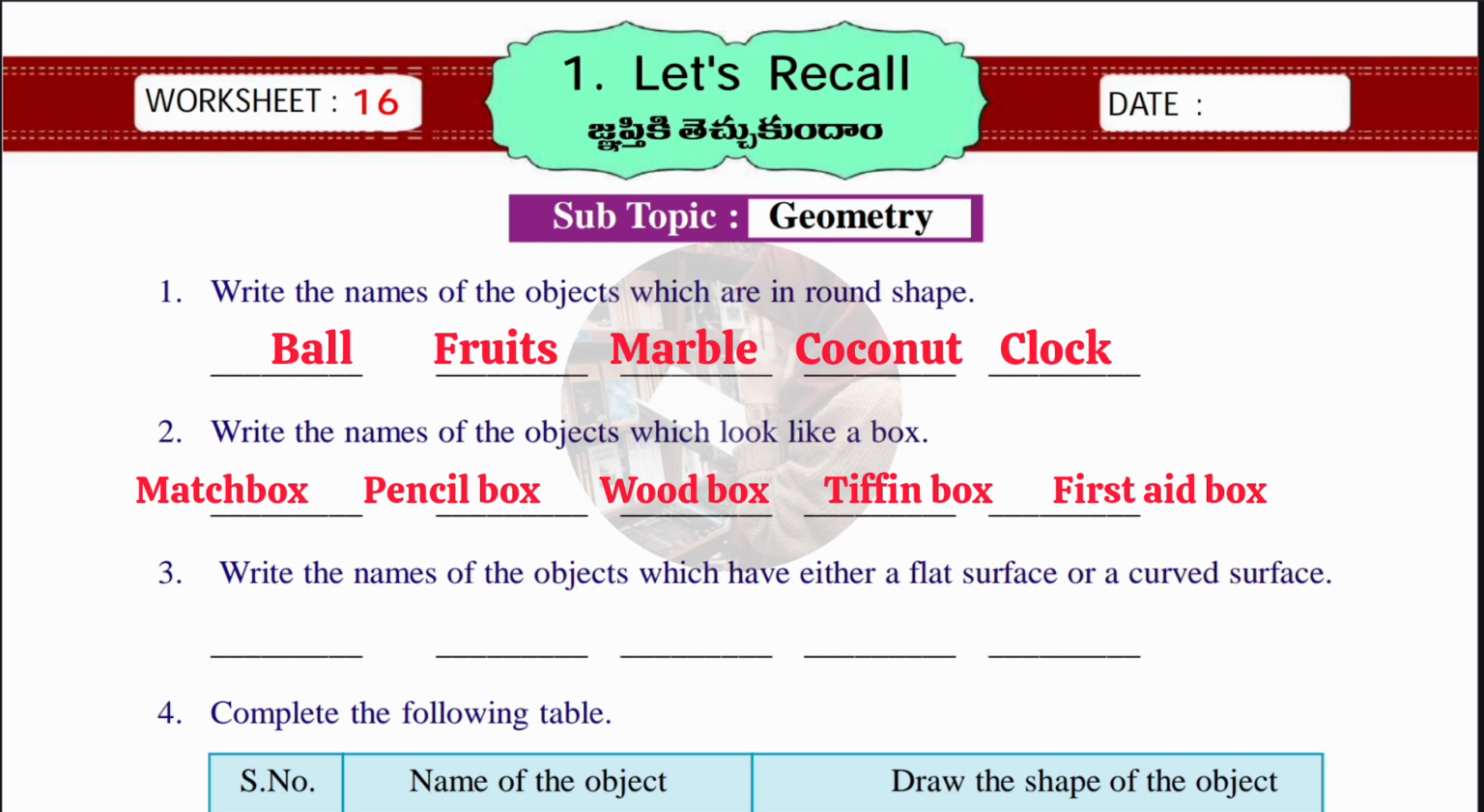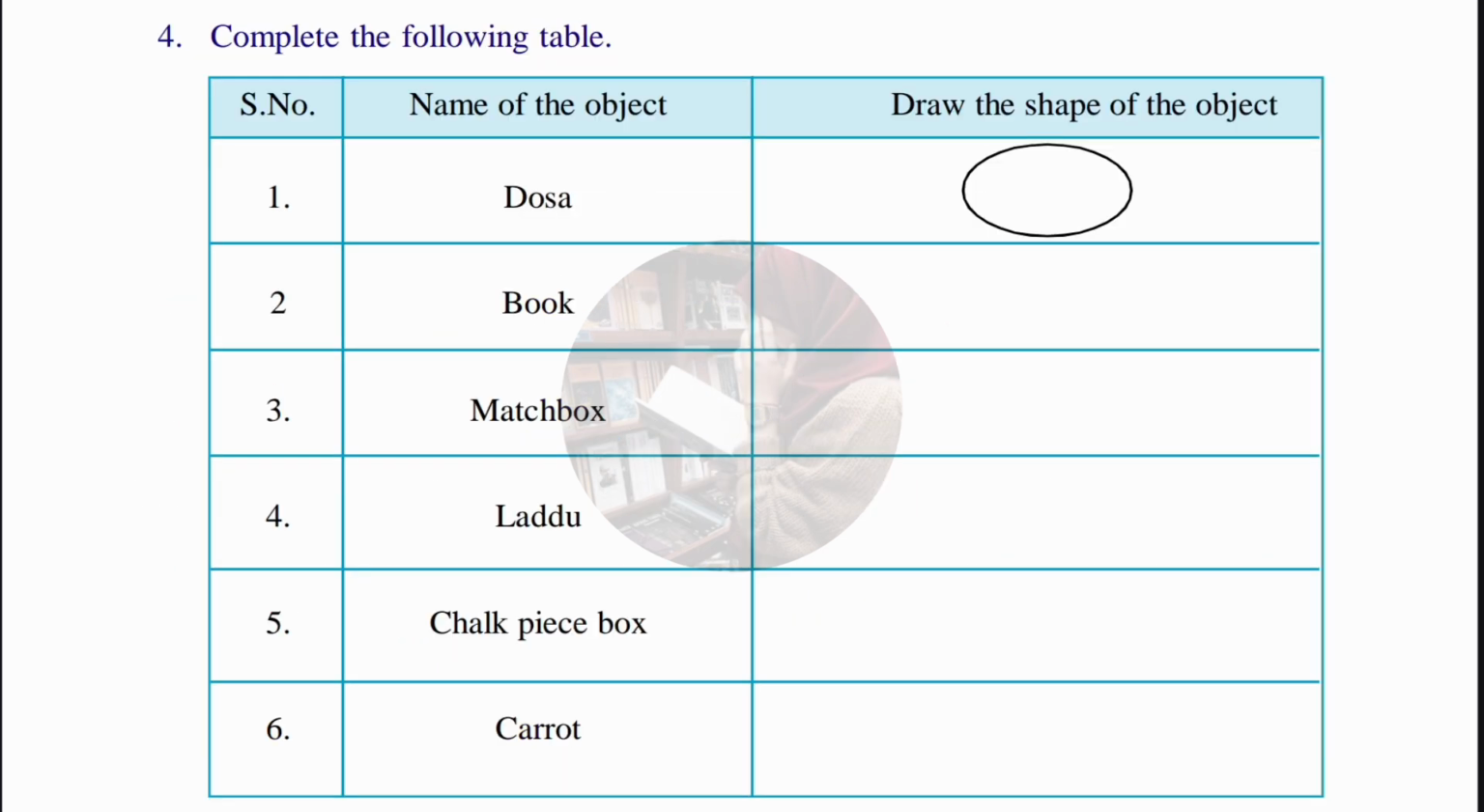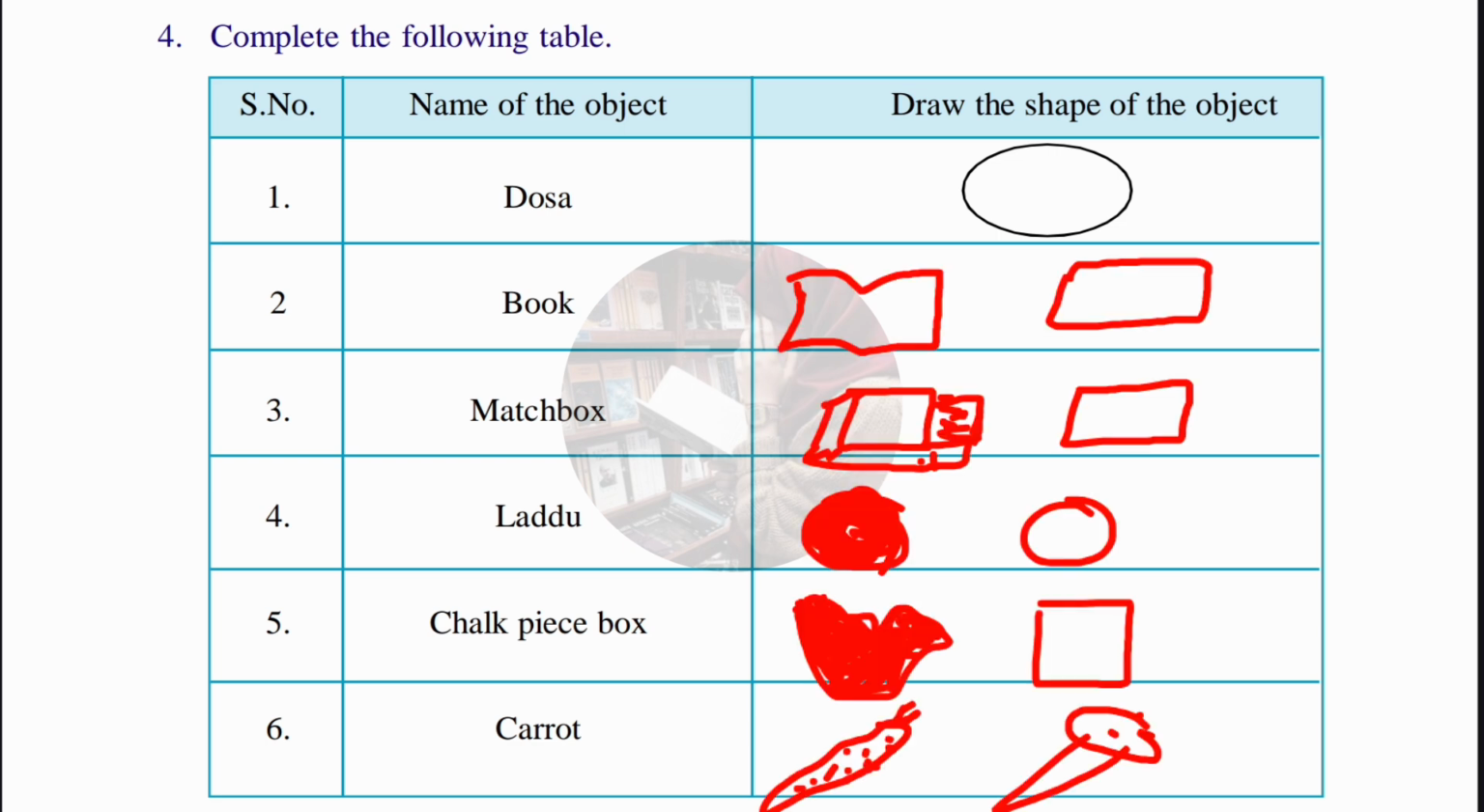Okay, third question. Write down the names of the objects which have either a flat surface or a curved surface. So answer will be wall, TV screen, table fan, door and some vessels. Okay, let's see the fourth question, which is complete the following table. Here one table is given in which we have three columns: serial number, name of the object, draw the shape of the object.